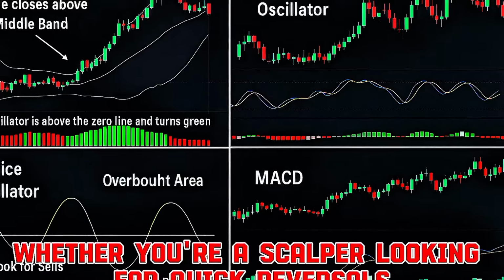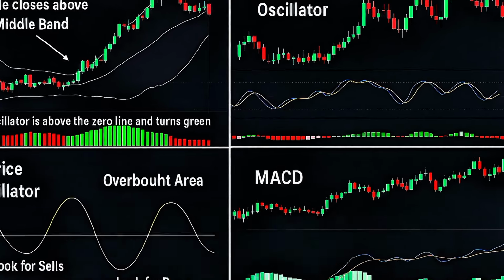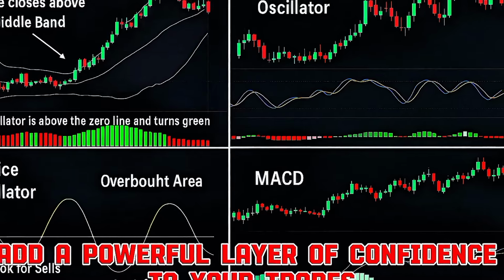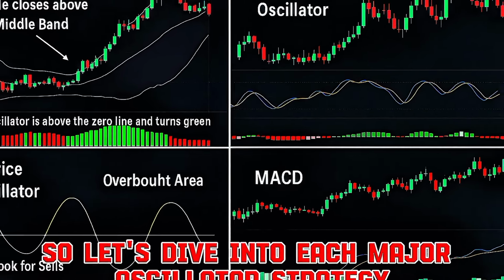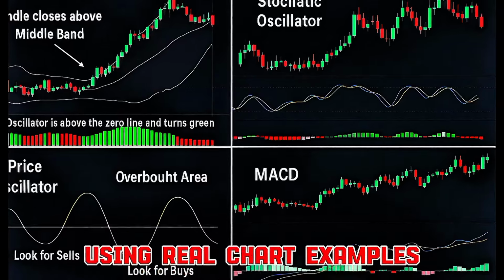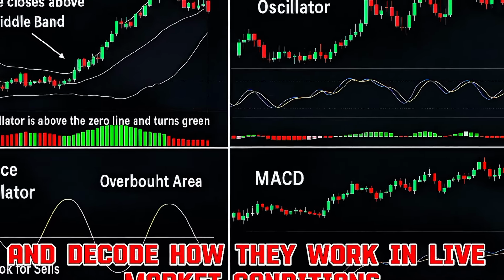Whether you're a scalper looking for quick reversals or a swing trader wanting confirmation, oscillators add a powerful layer of confidence to your trades. So let's dive into each major oscillator strategy using real chart examples and decode how they work in live market conditions.